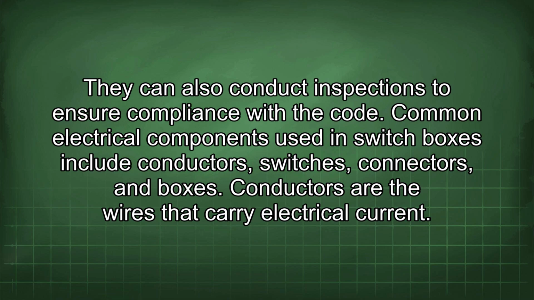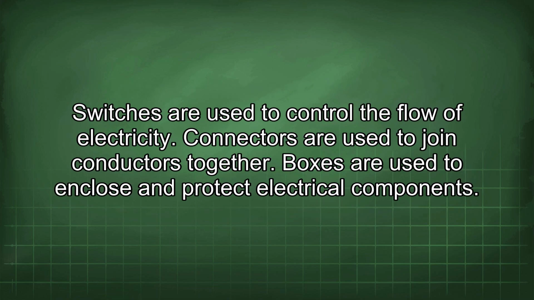Common electrical components used in switch boxes include conductors, switches, connectors, and boxes. Conductors are the wires that carry electrical current. Switches are used to control the flow of electricity. Connectors are used to join conductors together. Boxes are used to enclose and protect electrical components.